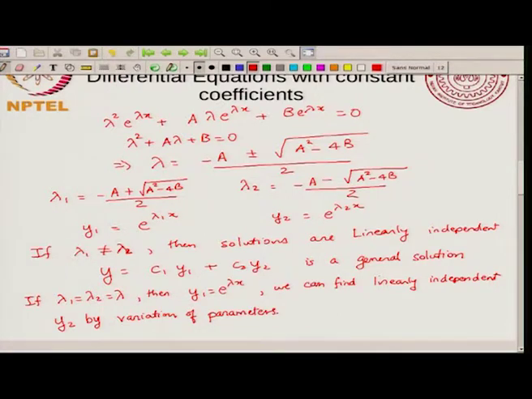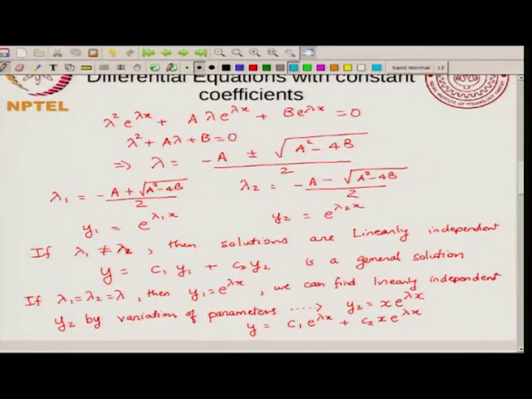Okay, what we did in the last class with those u and so on. If you go ahead and do this, then you will find that this will lead to y2 is equal to x e to the lambda x. So, the general solution is y equal to C1 e to the lambda x plus C2 x e to the lambda x. These two are linearly independent solutions, and you can easily verify this.